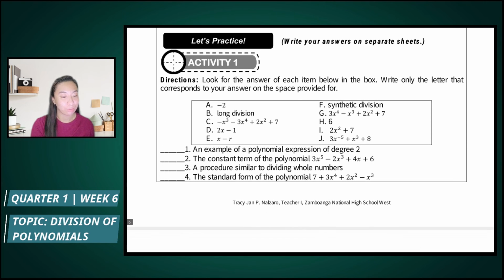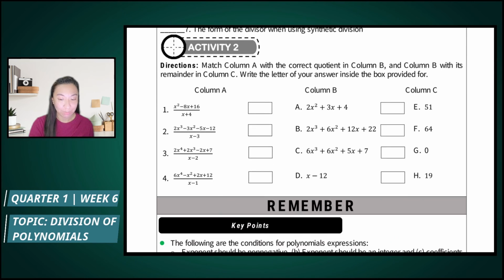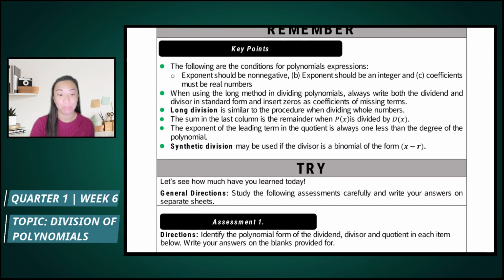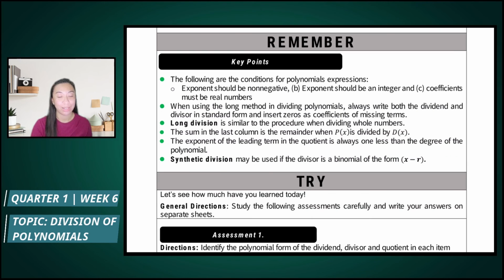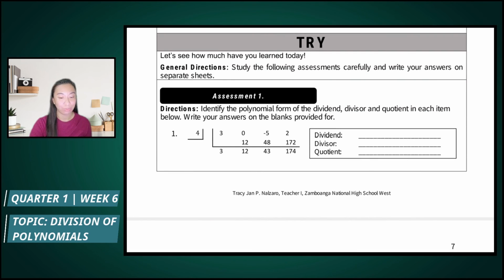So, of course, you have to answer the following activities. Activity number 1, okay, just write your answers on the separate sheet. So just write the letter of your answer. Okay? And then activity number 2, same, you just have to write the letter of your answer. And then of course, the key points that you need to remember. So you have to read that and take note of the important concepts and terms. Okay? And for your assessment 1, you have to identify the polynomial form of the dividend, divisor, and quotient in each item. You just have to write your answer on the given.